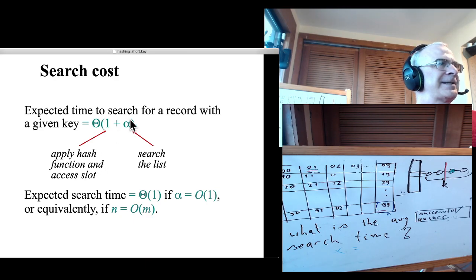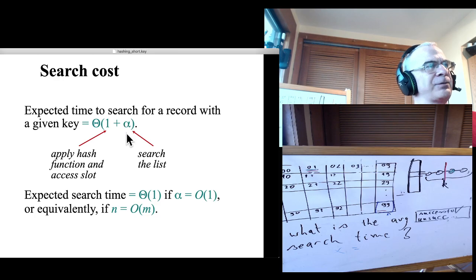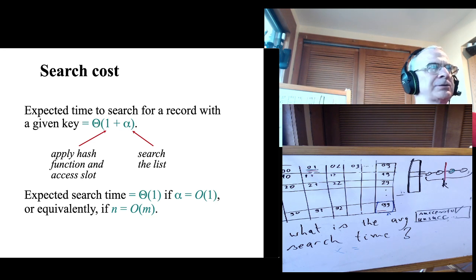So for an unsuccessful search, the expected time is 1 plus alpha. For the successful search, it's 1 plus alpha over 2. In either case, the constant vanishes inside the theta, not more than O, but not less than omega. So that would be the search time.